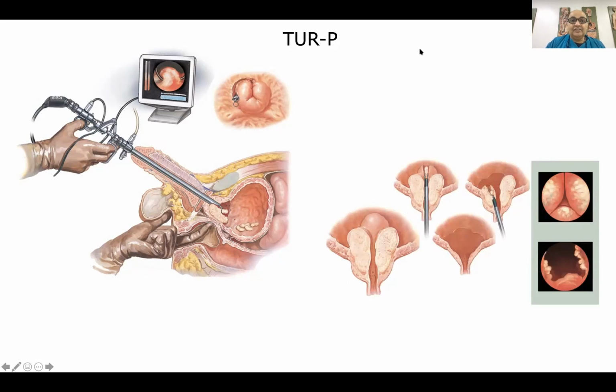And this is after the TURP, transurethral resection of the prostate. This is the gold standard. It is even practiced today. People use different modalities. I'm not going into those details for you, but simply remember, this is the last remedy, the surgery. And this is good, and it is widely accepted worldwide. There is no rocket science here.